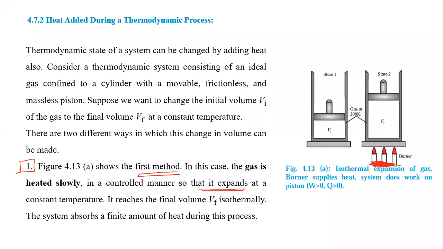So whatever heat is provided, it is used to change the volume, to increase the volume, not to increase the temperature. That you remember. So it reaches the final volume Vf isothermally. The system absorbs a finite amount of heat during this process.